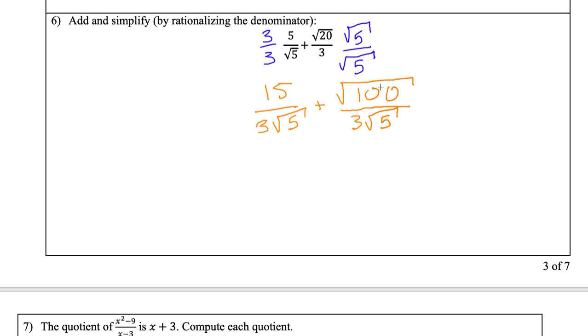Everyone can shout this one out. The square root of 100 is what? 10. So I'm really doing 15 plus 10 on the top, so I have 25 on the top. And on the bottom, I have 3 square root of 5. While this is an answer, the denominator has not been rationalized, which means I now need to multiply the top and bottom by whatever this square root is. So in this case, I'm going to multiply the top and bottom by the square root of 5.